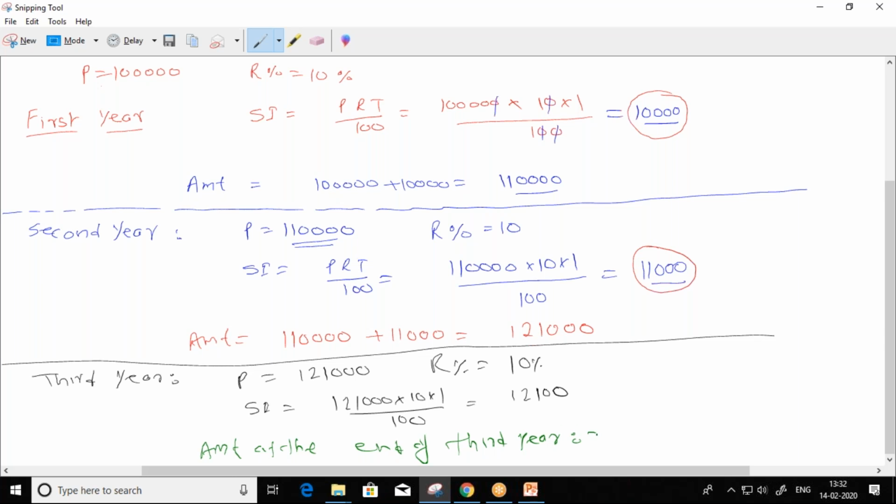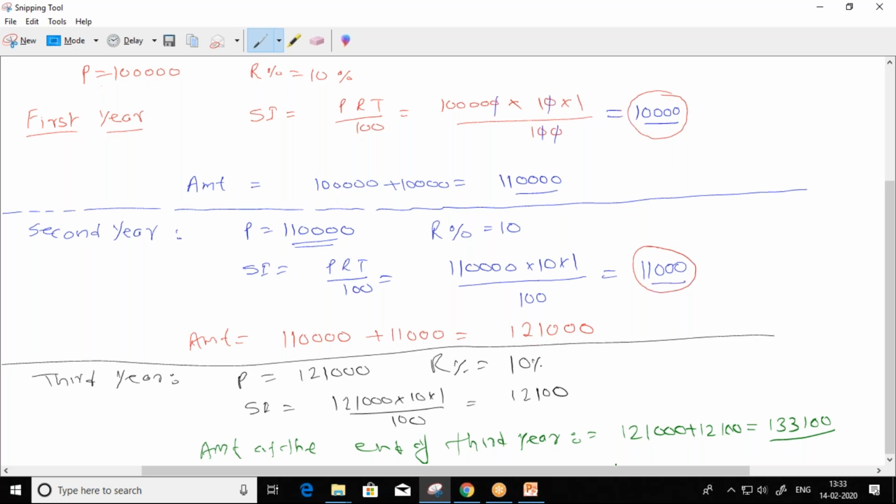The amount at the end of the third year would be 1,21,000 plus 12,100, that is 1,33,100. So here I use the concept of simple interest, and every year whatever interest is coming, I'm adding to the principal money and then charging the interest.